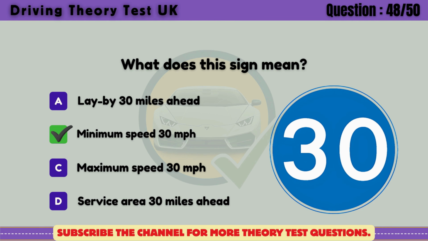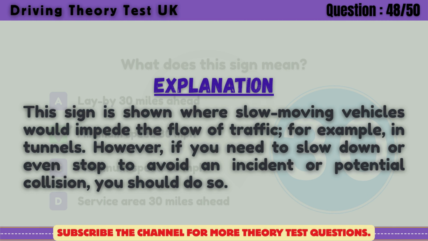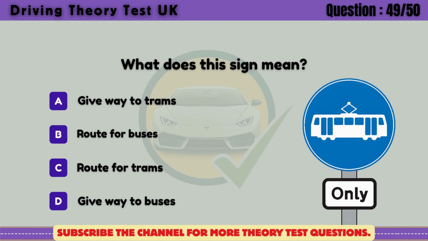Answer is B. Minimum speed 30 miles per hour. This sign is shown where slow-moving vehicles would impede the flow of traffic, for example, in tunnels. However, if you need to slow down or even stop to avoid an incident or potential collision, you should do so. Question 49. What does this sign mean?